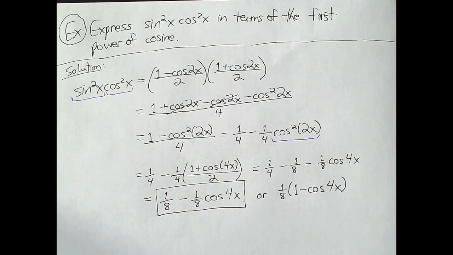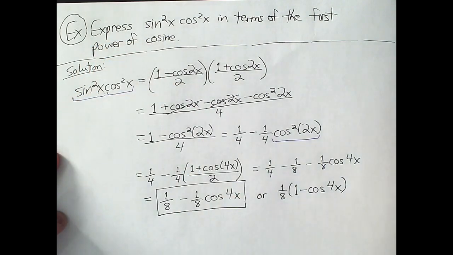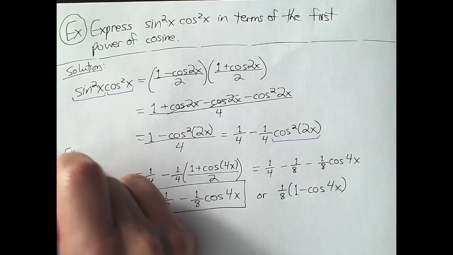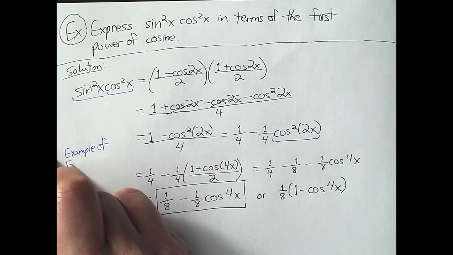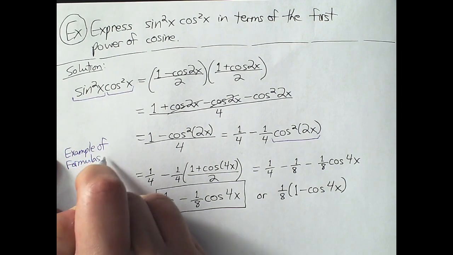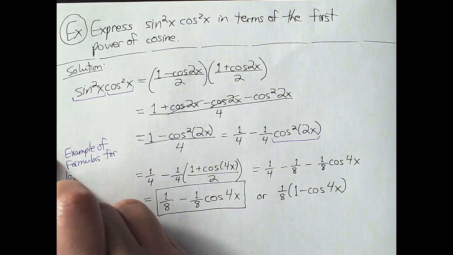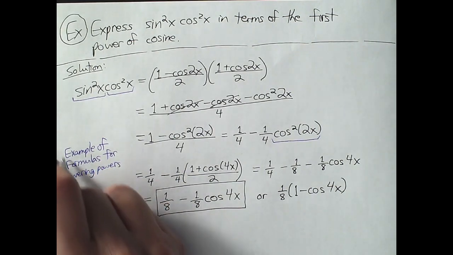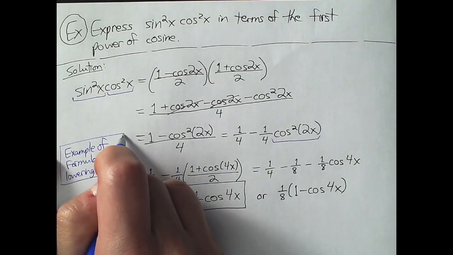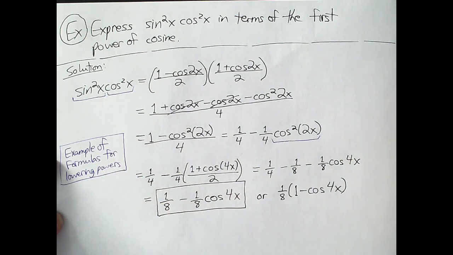There's another method for solving this, by the way. I think I'll show you the other method also. And just to be clear, because we're going to do a bunch of examples today, this is an example of formulas for lowering powers. It's one type of problem that you could see that uses that type of trig identity, because I'm going to try to show you that all these trig identities can be used for something.